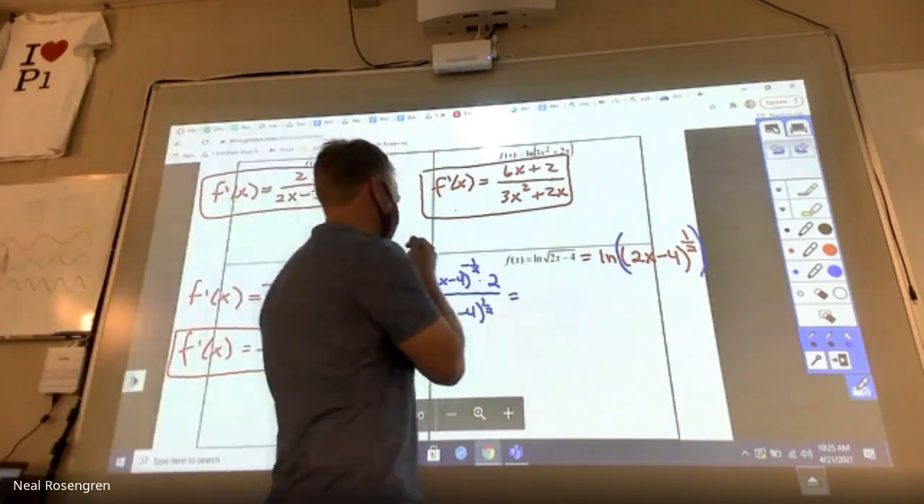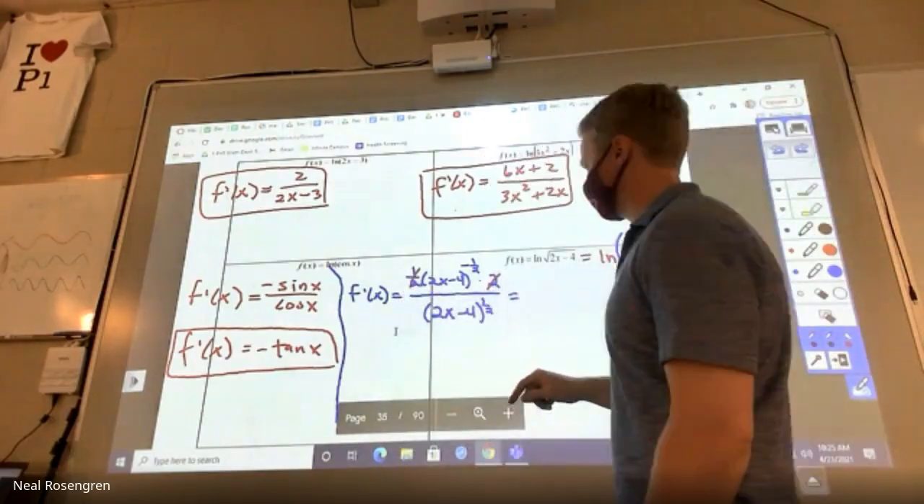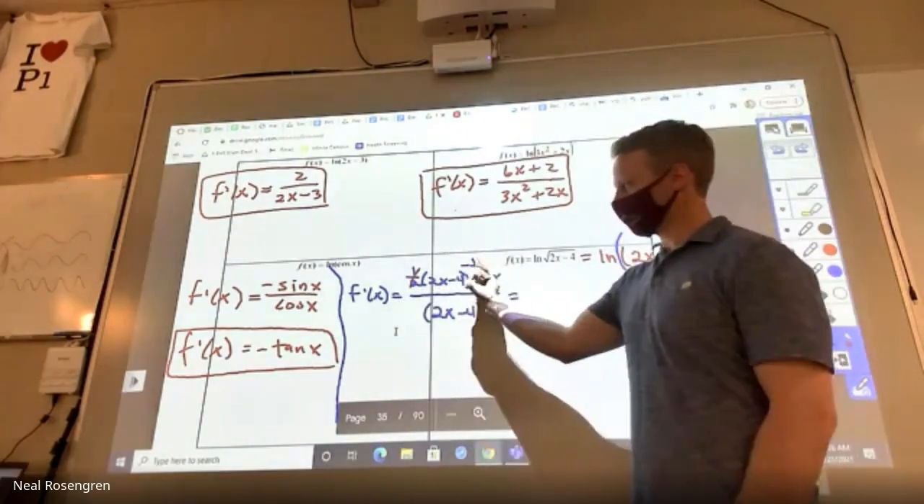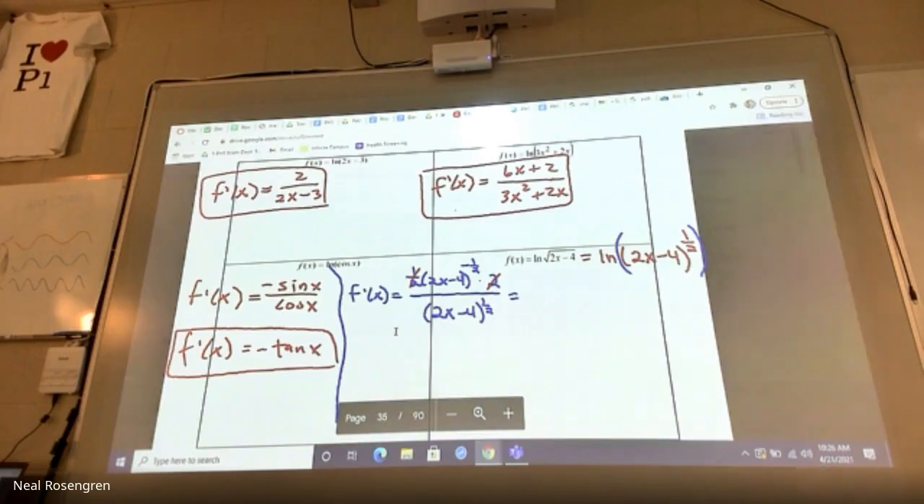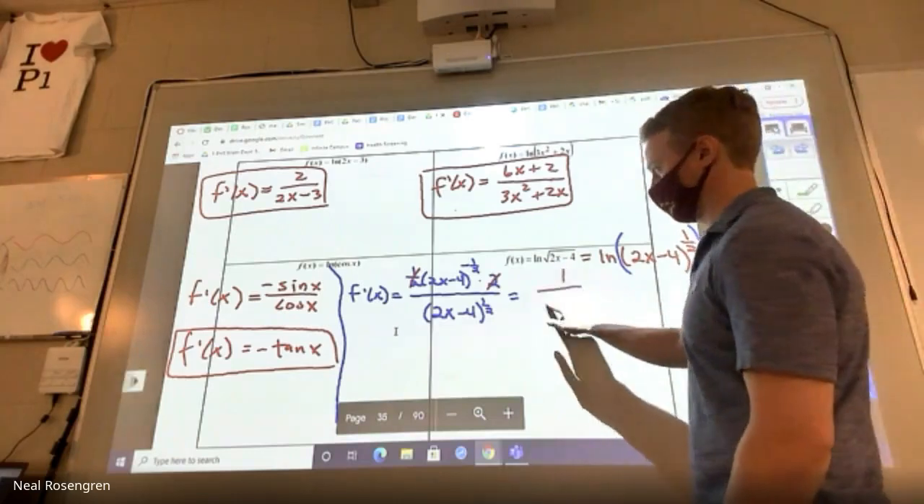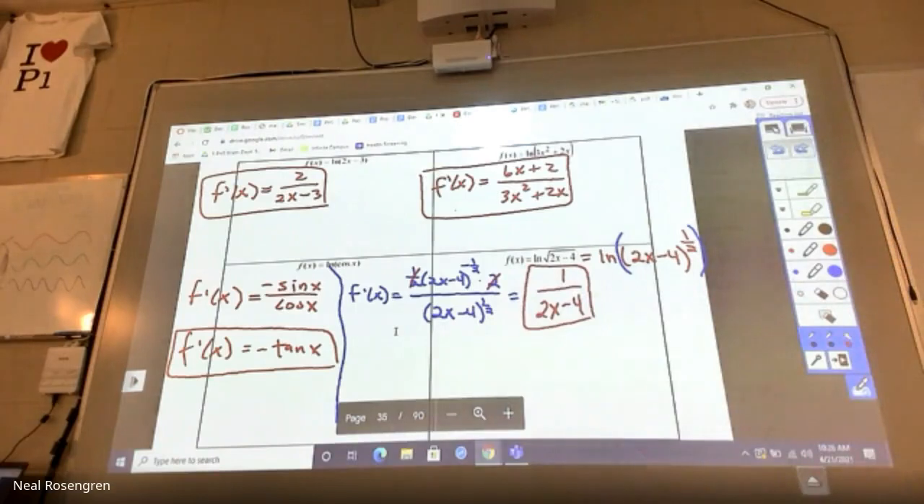I guess I'll go this way. Okay. The 2 and the 1/2 are gone. This moves down to the bottom and becomes positive. 1/2 in the exponent. Same base being multiplied, add their exponents. One over 2x minus 2. That's the hard way of doing this problem.